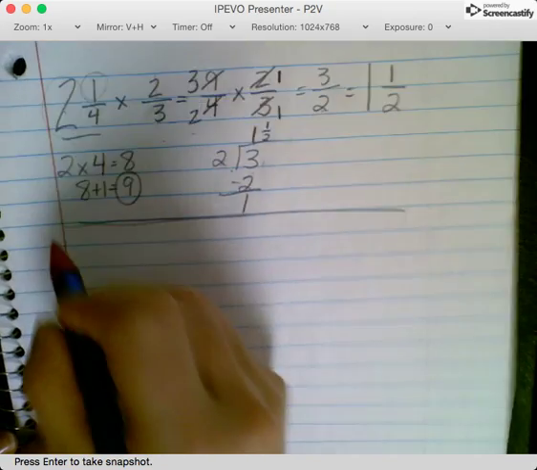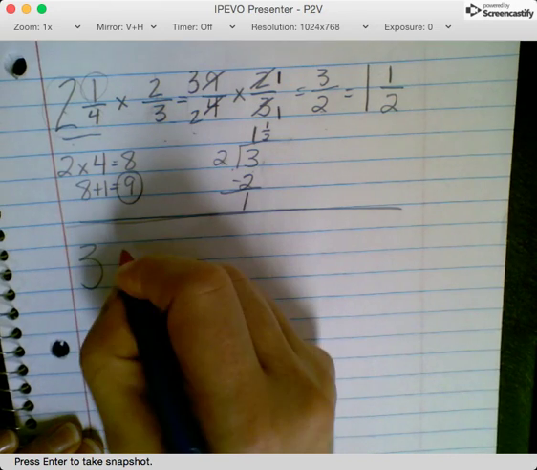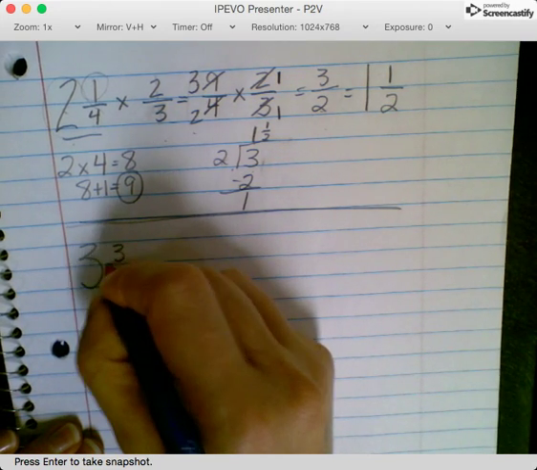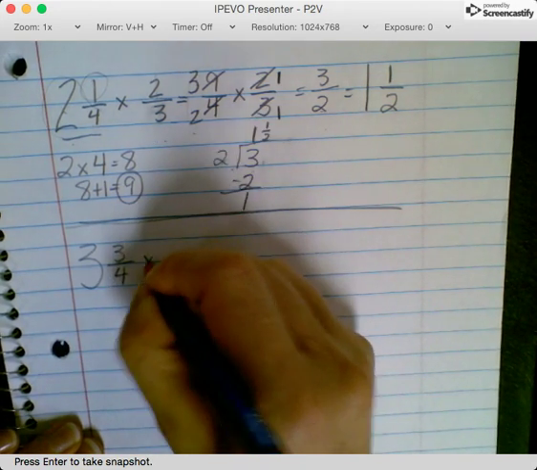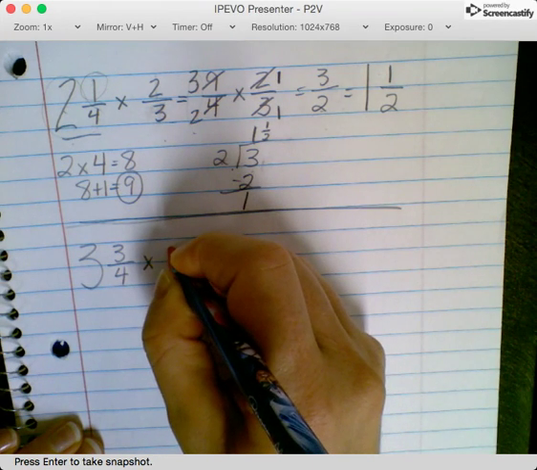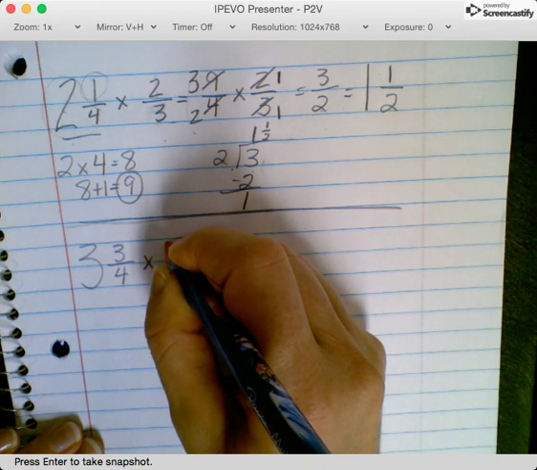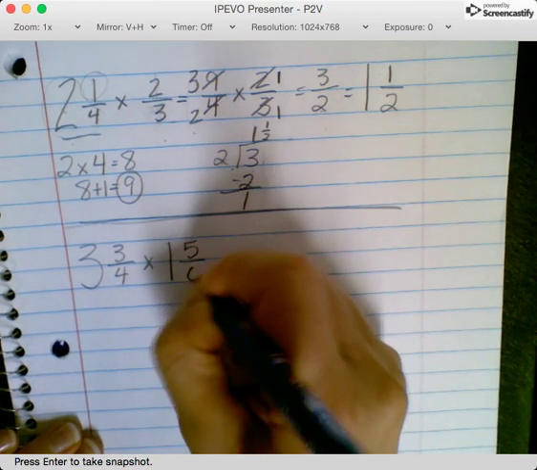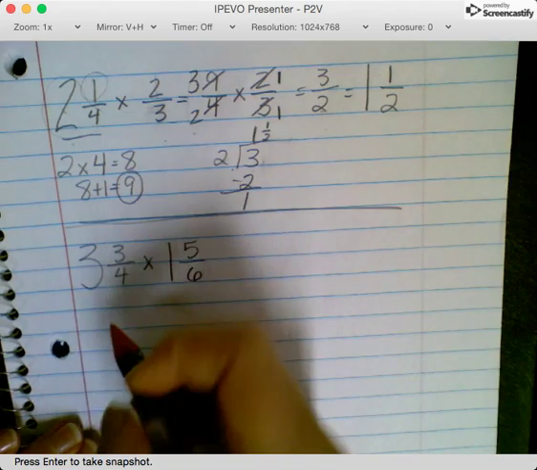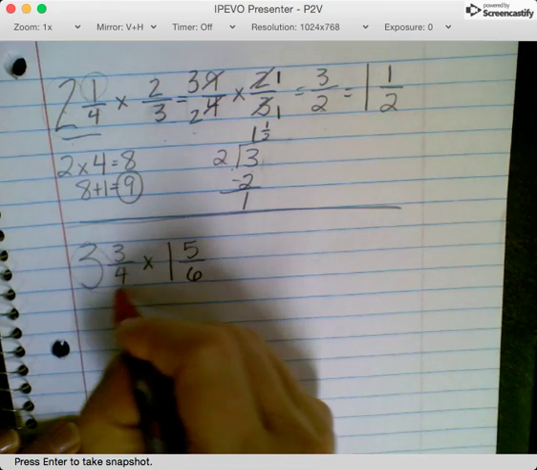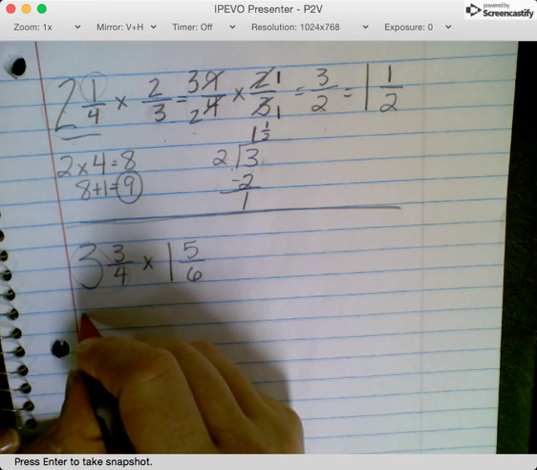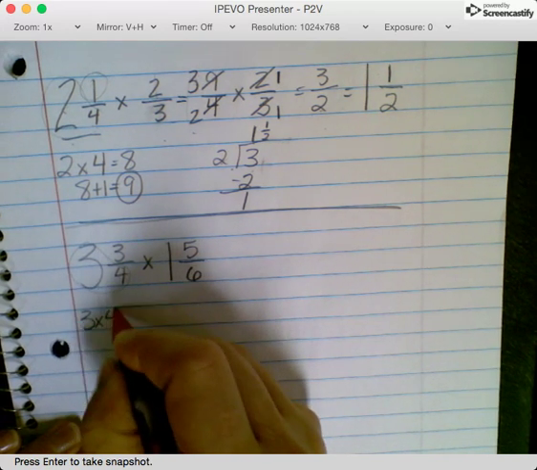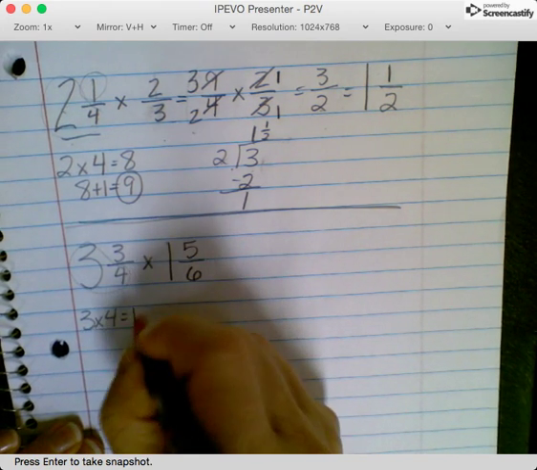Let's do another example with 2 improper fractions. So that's my first example. Let's do 3 and 3/4 times, let's say, 1 and 5/6. Okay, so again, I would take my whole number times my denominator, 3 times 4, and that's 12.